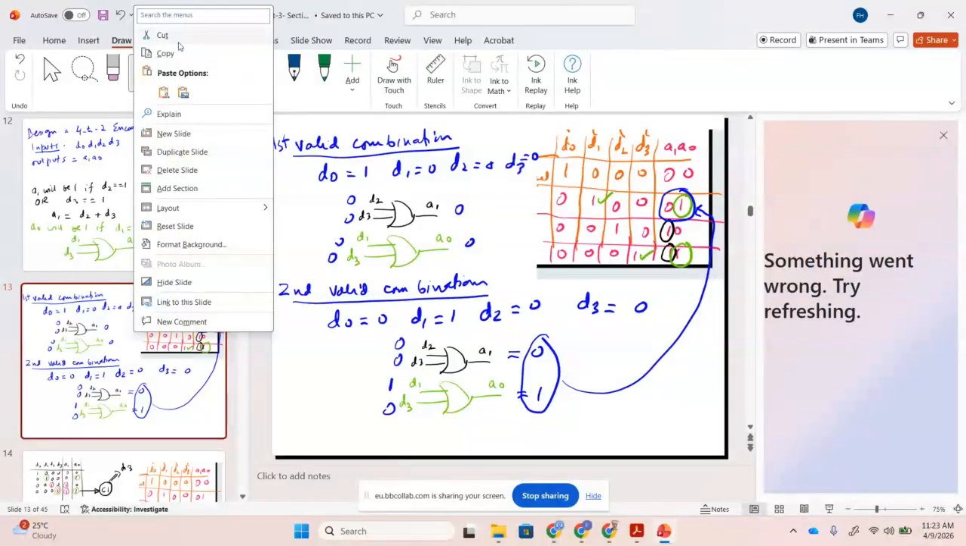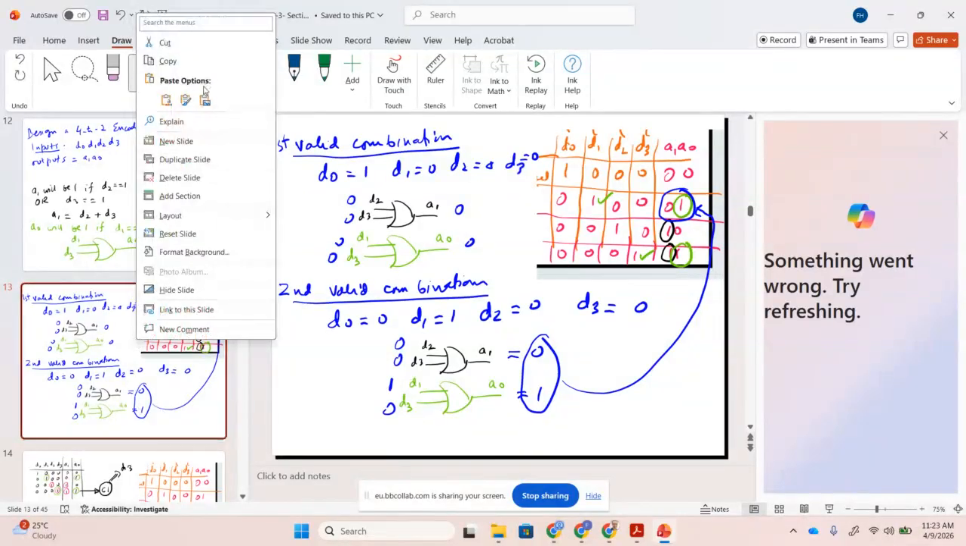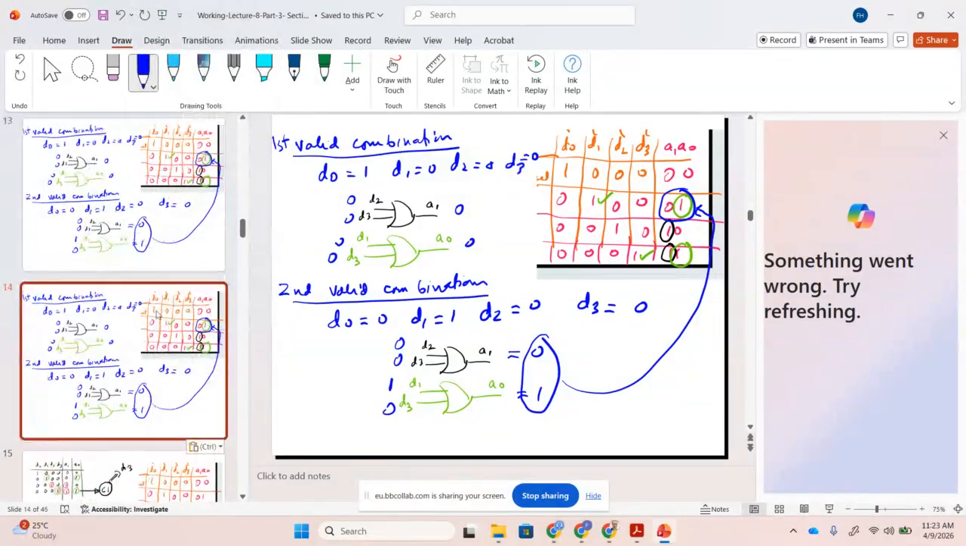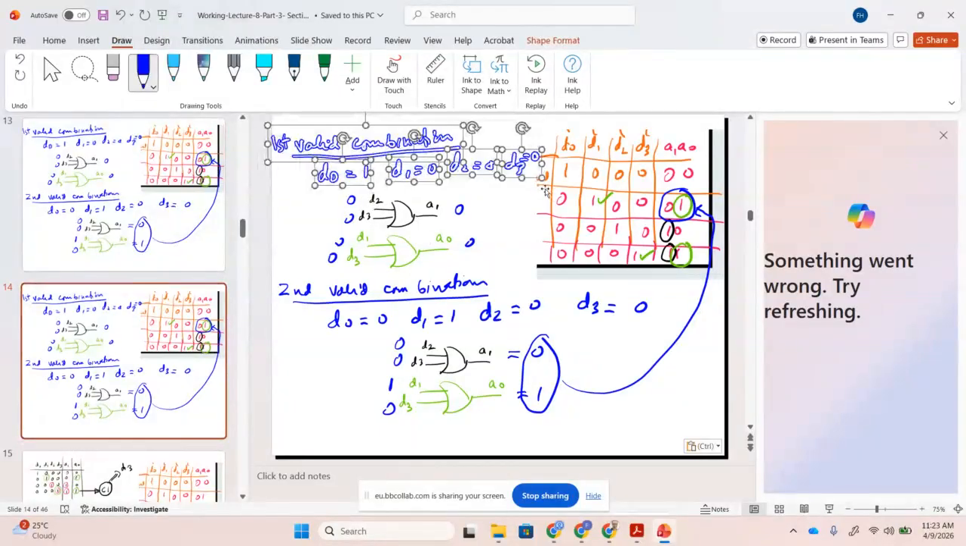Yeah. So now I'm looking for the other valid combinations. This is my other valid combination. Now I'm looking at the other valid combinations.